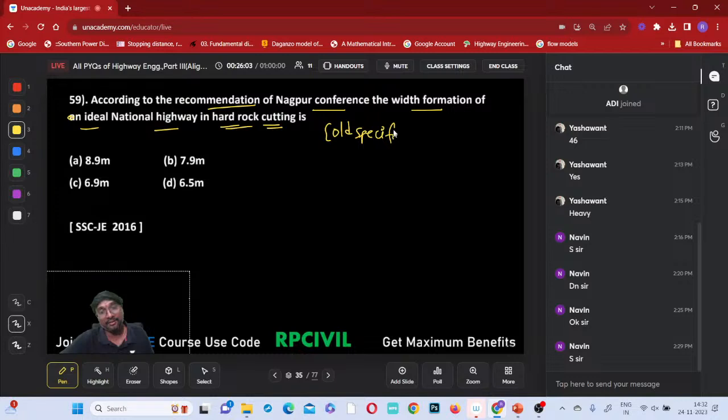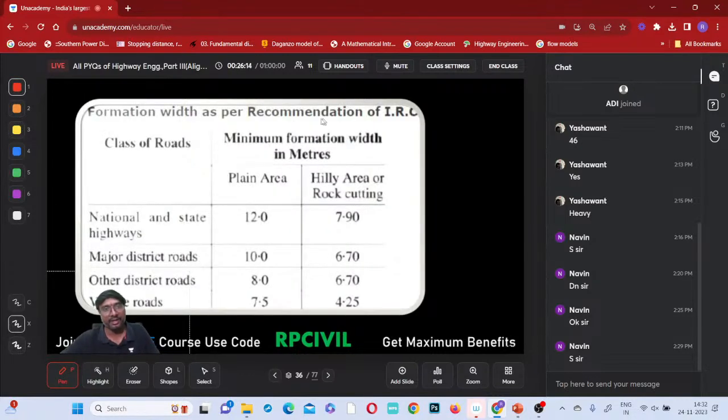I don't know why they have given these old specifications questions, very old specifications questions. It is not even old, it is very old. So this is 7.9 actually. These are the values of formation width as per these recommendations of this IRC, very old, okay? Not even recent, very old.